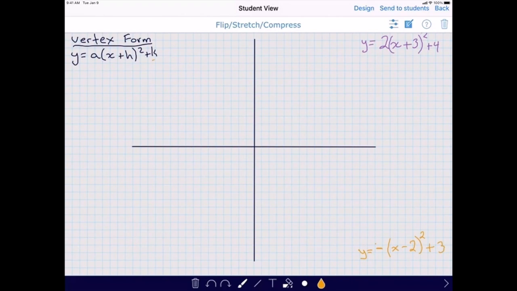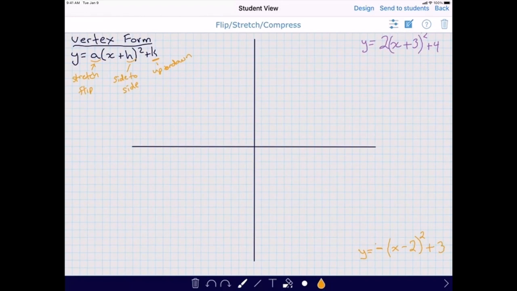Remember the K values tell you whether to go up or down. So that's vertical. The H values tell you about side to side shifts. And the A value tells you whether you're going to stretch or flip. Okay, so that's a little review.